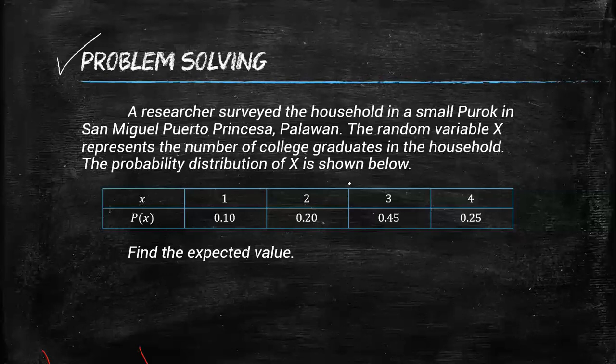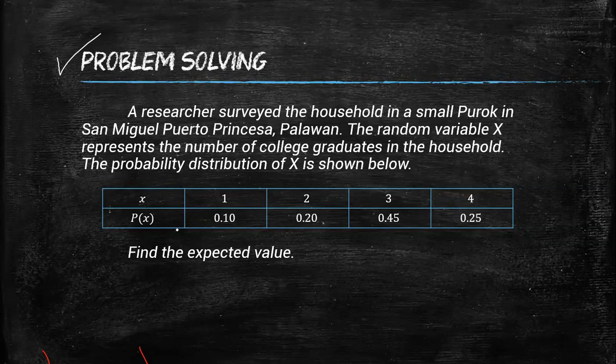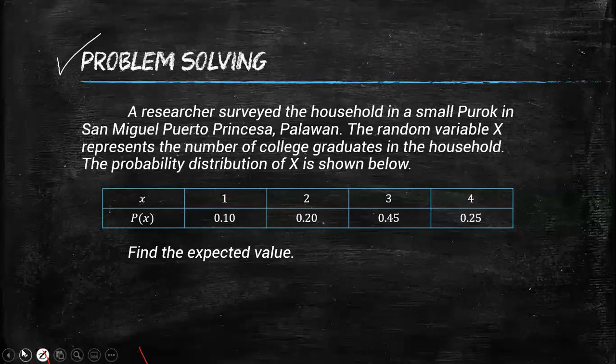Tapos, yung random variable x represents the number of college graduates in the household. Inaalam natin kunwari, yung mga college graduates sa isang household, sa isang bahay, dahil bibigyan natin ng ayuda yung wala. Or yung konti lang yung napag-graduate. 'Di ba? Kunwari lang. Dahil panahon na naman ng ayuda. Ayun. So, the probability distribution of x is shown below. So, find the expected value.